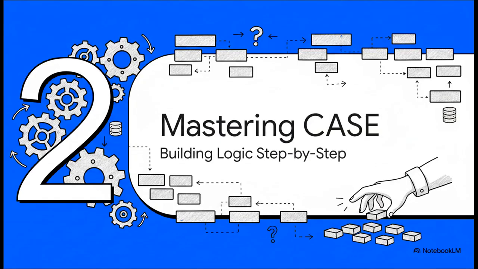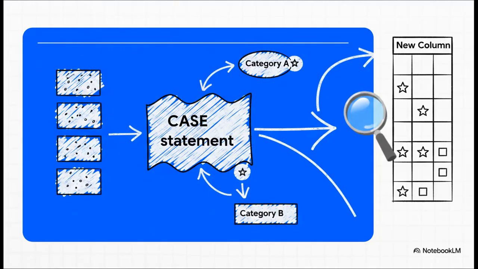All right, so let's build one right now. We're going to break the case statement down piece by piece, and you're going to see that it's actually way more intuitive than it looks. So think of a case statement like this. It's a little worker that goes through every single row of your data. And for each row, it checks a set of rules you've written. Based on those rules, it assigns a new value, like high priority or low priority, and bam, it creates a brand new column in your results, just like that.